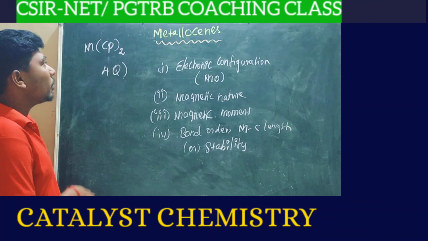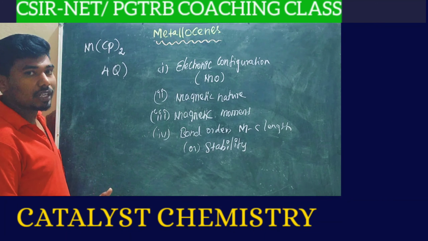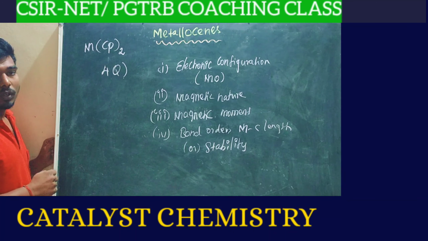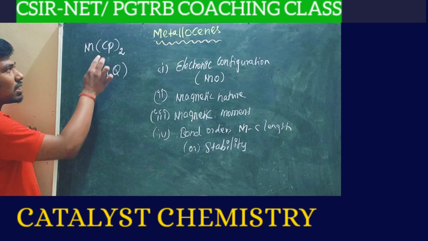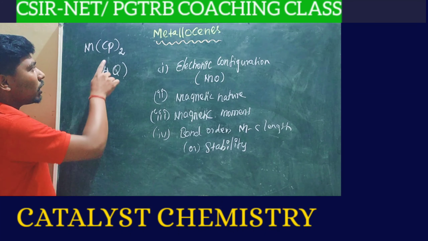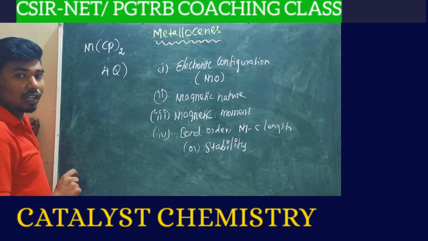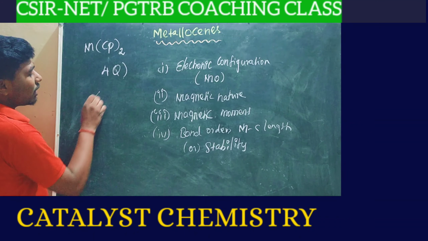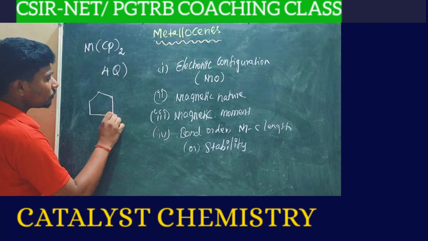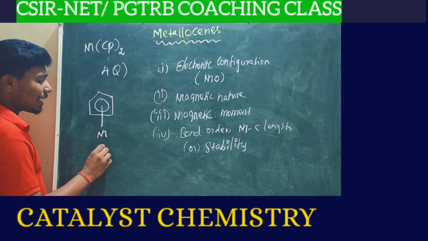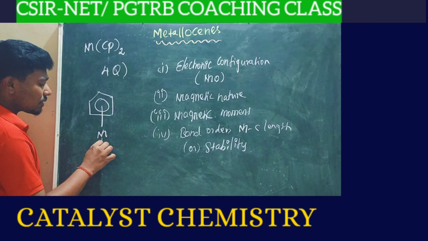Okay, so first, the general formula of a metallocene is MCp2. Cp twice: Cp is nothing but the cyclopentadienyl group. There are two such groups attached to the transition metal. It looks like this cyclopentadienyl group, which may be staggered, and the metal belongs to the transition series.